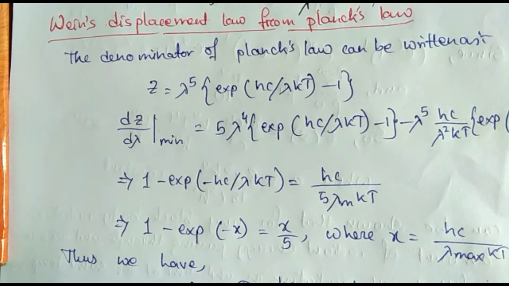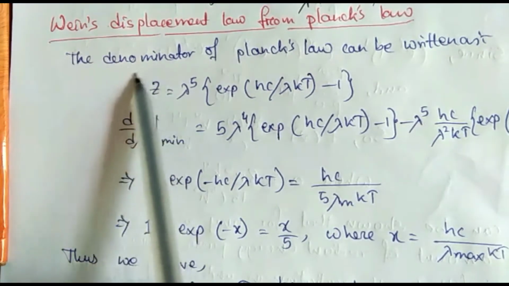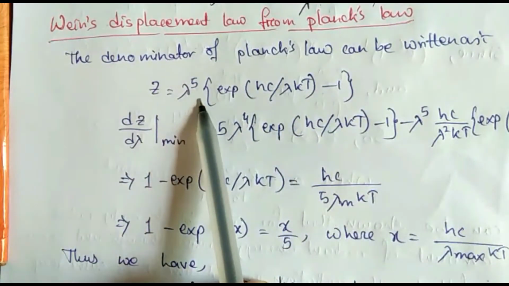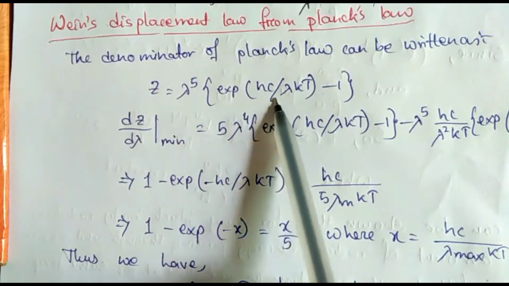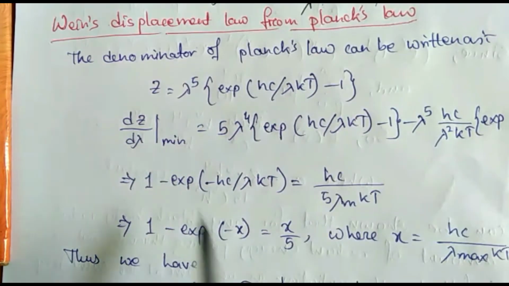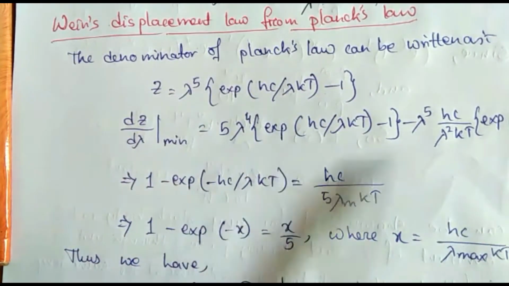That means the maximum wavelength is inversely proportional to the temperature. That is, lambda max is directly proportional to 1 by T. So here, as I have written, you can see the denominator of Planck's law can be written as lambda to the power 5 into (exp(hc by lambda kT) minus 1). So now when we differentiate this term, we get this.